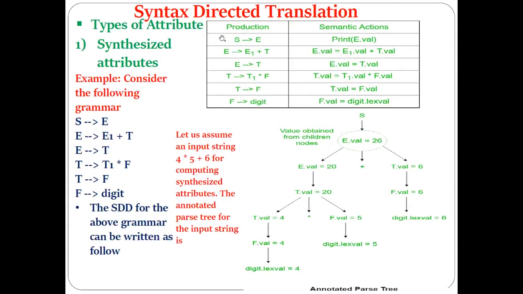Now this is the grammar given. We have this syntax directed definition, or you can also call it an attributed grammar. The grammar with added attributes is called an attributed grammar. Now from this grammar we have SDT, which is also referred to as an attributed grammar.